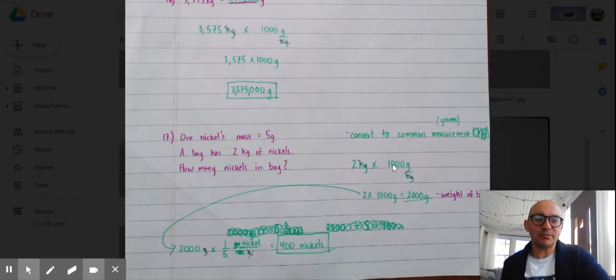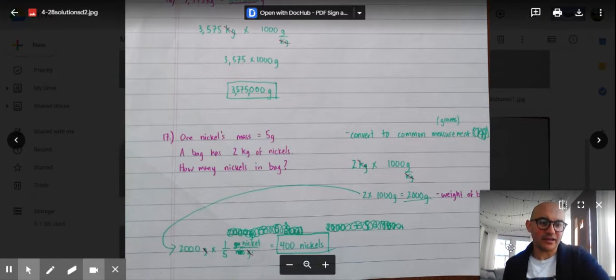And to do that, I multiply by my unit rate. So I multiply my measurement by my unit rate. Measurement is 2 kilograms times 1,000 grams over kilogram, which equals 2,000 grams. And that's the weight of my bag there.